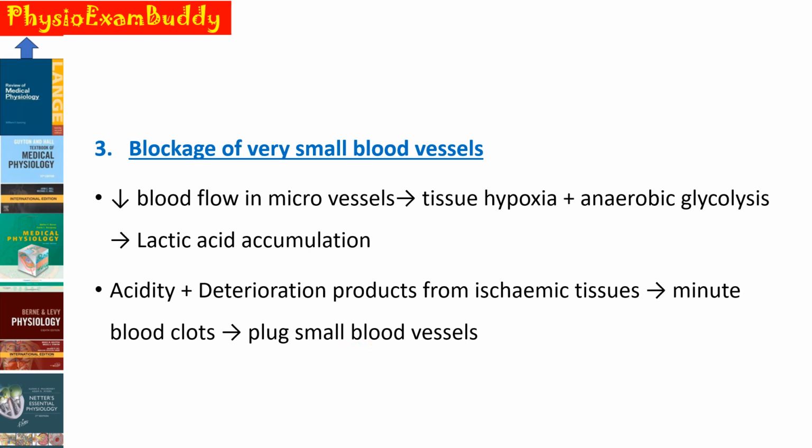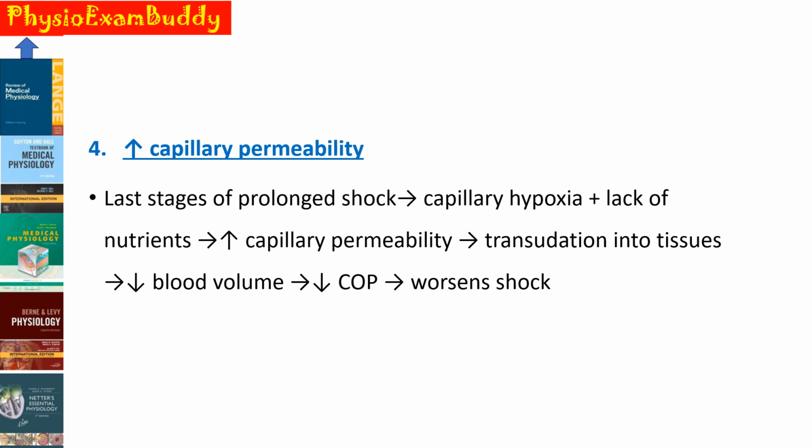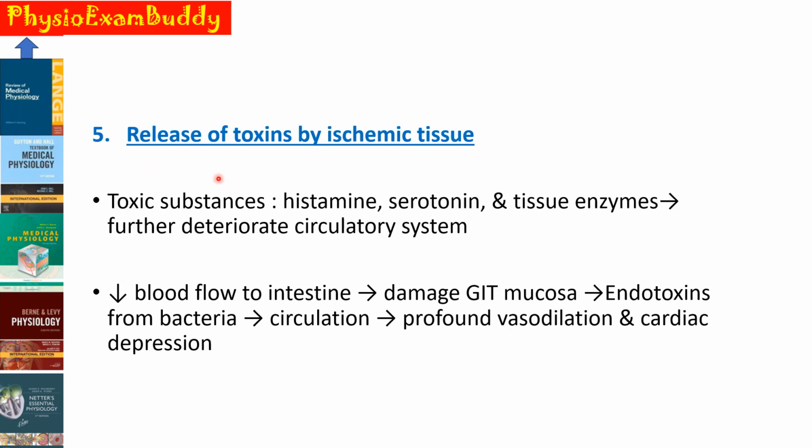through the microvasculature. The next feature of refractory shock is increase in the capillary permeability. In the late stages of prolonged shock, capillary hypoxia and lack of other nutrients gradually increase the capillary permeability. Large quantities of fluid begin to transmit into the tissues, and this will decrease the blood volume even more with a resultant further decrease in the cardiac output, making the shock still more severe. The next feature is the release of toxins by the ischemic tissue.